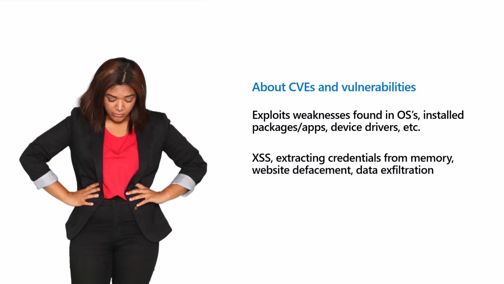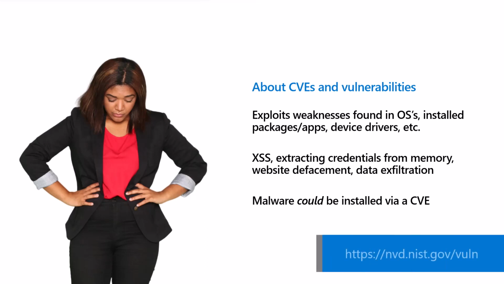Examples of taking advantage of a CVE might include cross-site scripting, pulling sensitive data out of memory, and accessing stored data. It's worth noting that if a bad actor knows about a CVE and exploits it, it is sometimes possible to install malware via the CVE vulnerability. Now, you may go to the URL on your screen for more information about specific CVE incidents. Also, if you're using Microsoft Defender for Cloud to scan your images and a CVE is found, it will link to more information about that CVE instance.